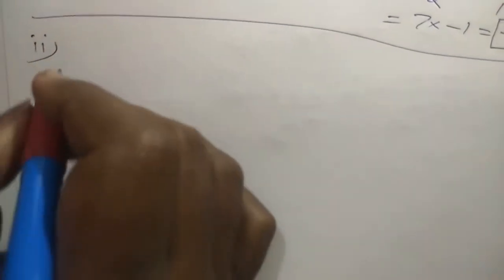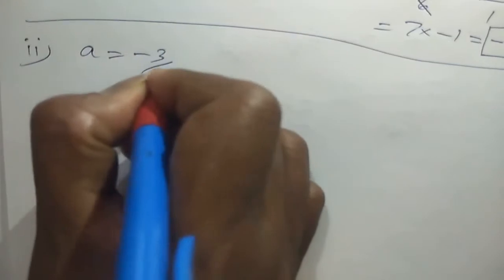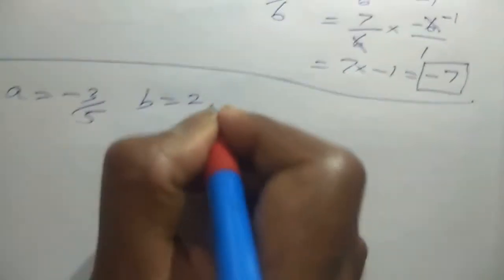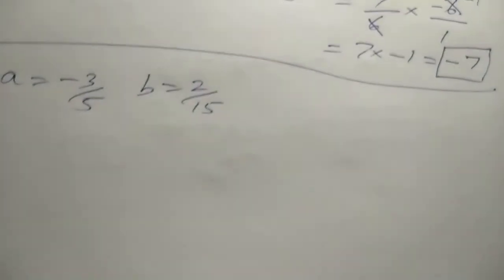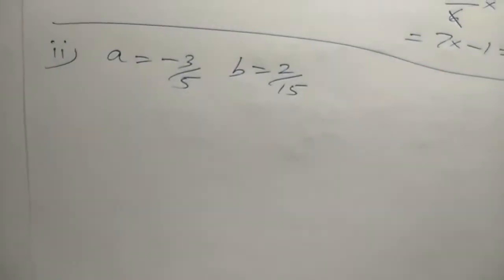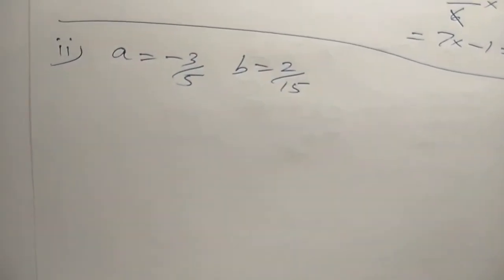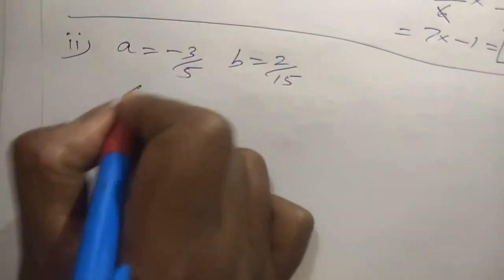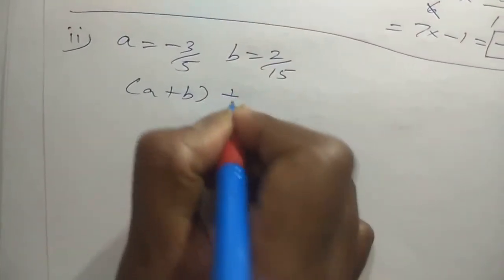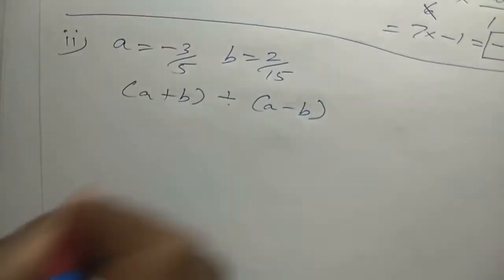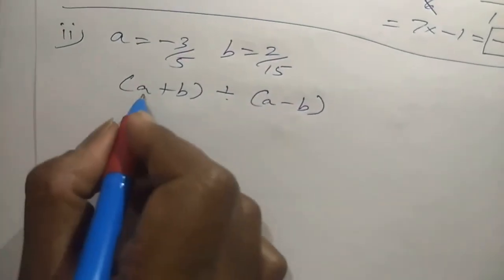Next we go for the second subdivision. The second subdivision is: we have a is equal to minus 3 by 5 and b is equal to 2 by 15. Here we already have a condition: a plus b divided by a minus b is the condition we have to follow now.